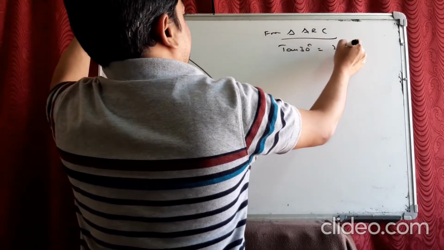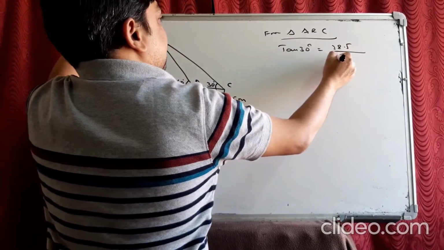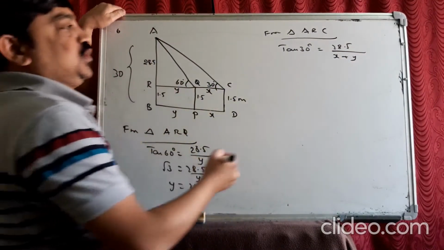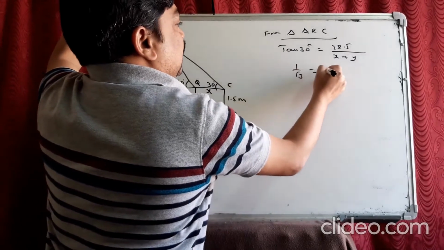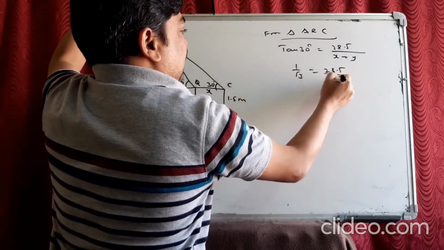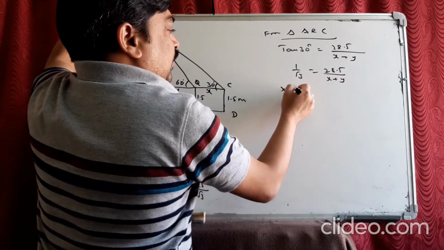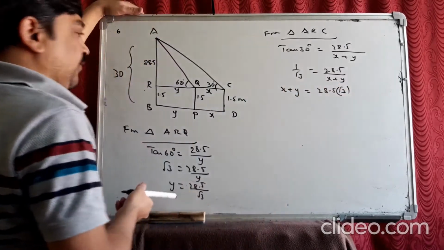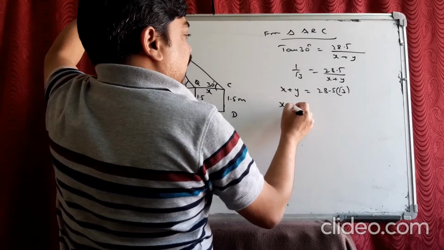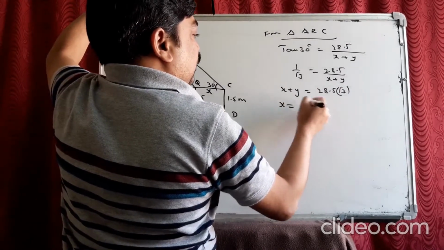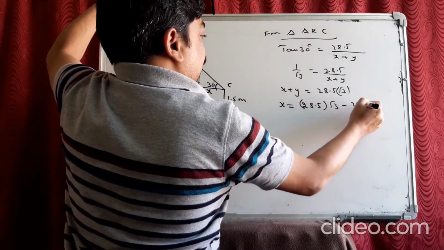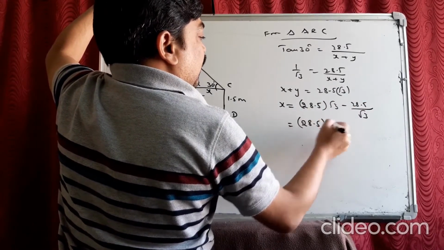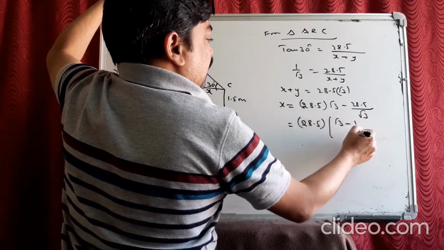It becomes 28.5, opposite side, by adjacent. Adjacent now becomes x plus y when you take the full triangle. So 1 by root 3 is equal to 28.5 by x plus y. Now cross multiply: x plus y is 28.5 root 3. We have the y value here. So x is equal to 28.5 root 3 minus 28.5 by root 3. So you can take 28.5 common. It becomes root 3 minus 1 by root 3.